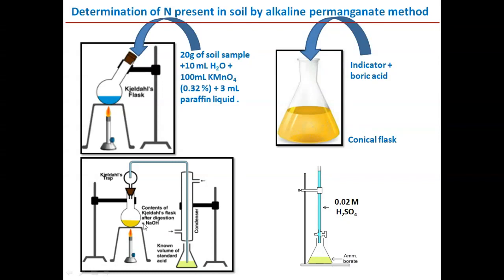The moment we add sodium hydroxide to it, upon the digestion, ammonia gas is liberated from this flask. This ammonia gas is present just because of the nitrogen in the soil. Upon the liberation, the ammonia is liquefied and trapped in the boric acid solution in the conical flask, which is titrated against standard H2SO4 solution to give how much ammonia is present in the given soil. So let us see one by one.